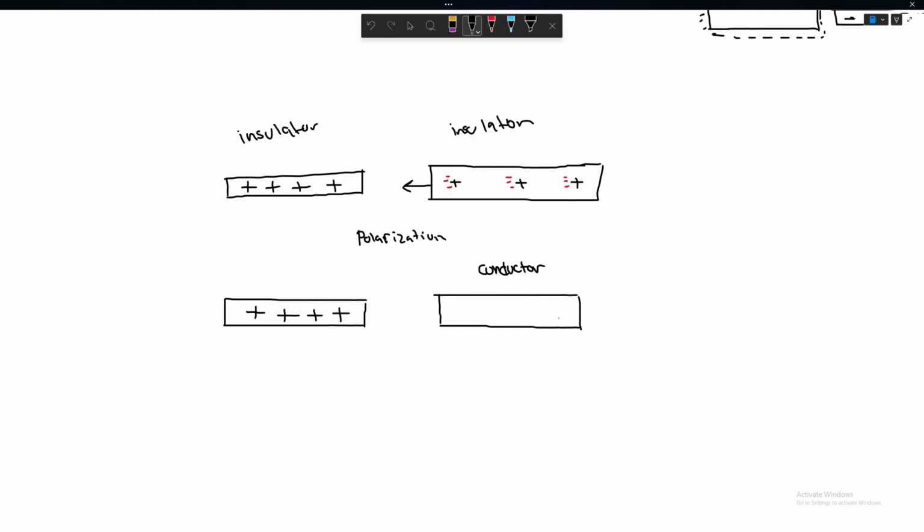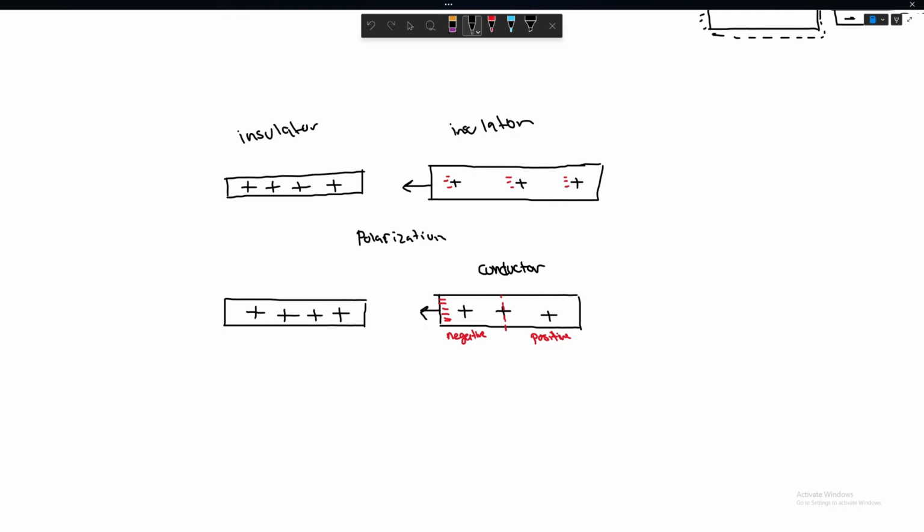Right? Remember how we said protons don't really move? So they'll stay like this. But in this case, what will actually happen is all the electrons will come here. Right? And so as you can see, if you look at the left half, it's negative. And you can see the right half is positive. And so this is also polarization. And there's also a force this way.